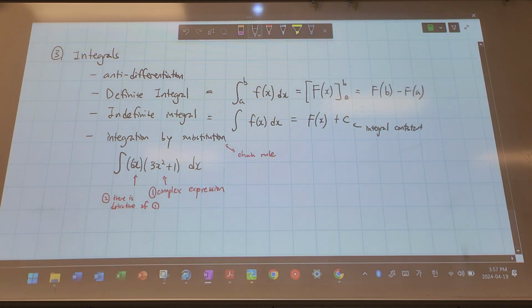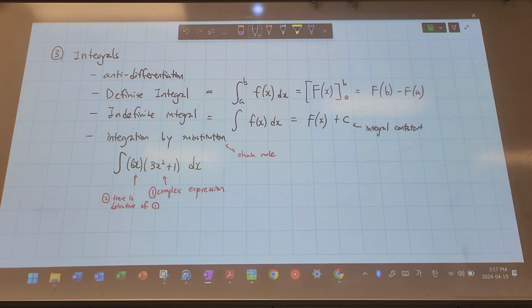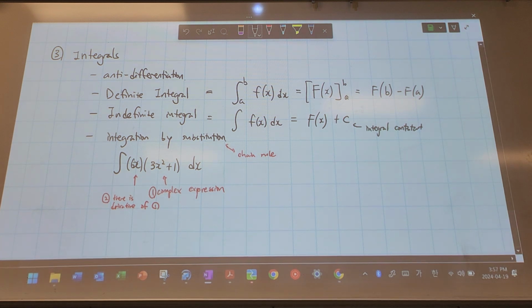Let's say it's like this. Then it's more obvious, right? Because if I differentiate 3x squared plus 1, it's going to be 6x. So it's right there. It's waiting for you to say, please, eat me, kind of thing. So then you take this.